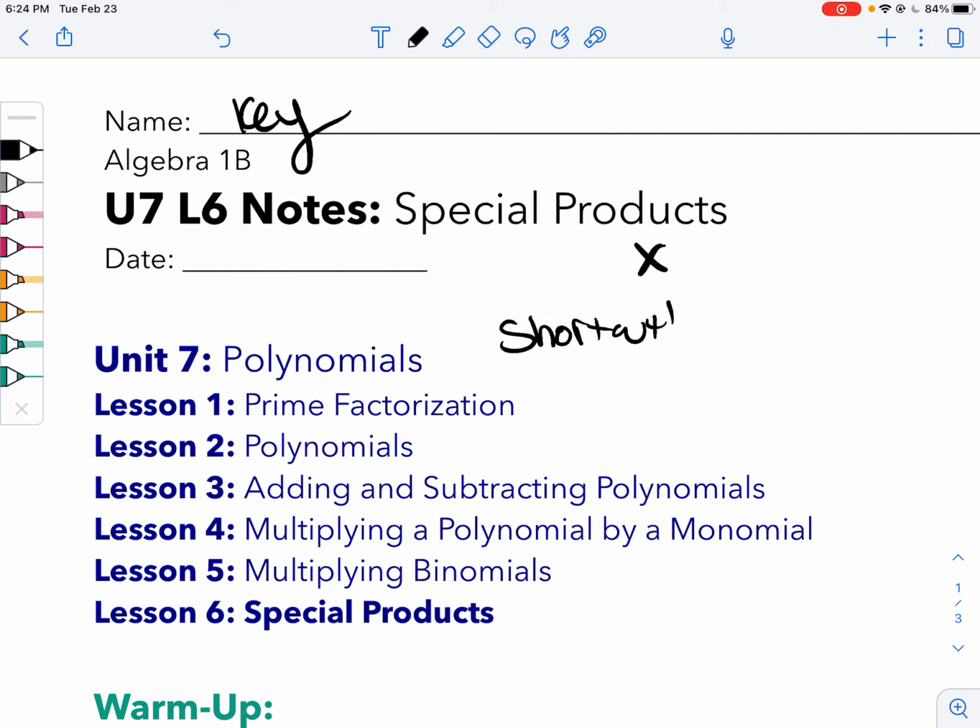You know what, I should have done this in a different color. Haha. Okay, there you go. Check that out. That was so cool. So if you have A plus B squared, that's equal to A squared plus 2AB plus B squared. That's our first shortcut of the day.